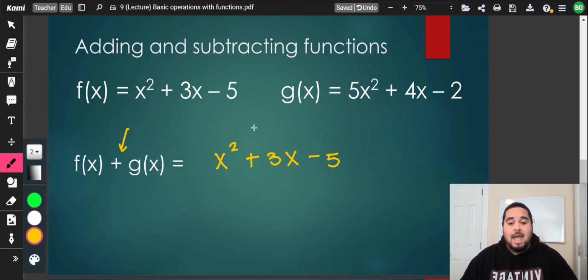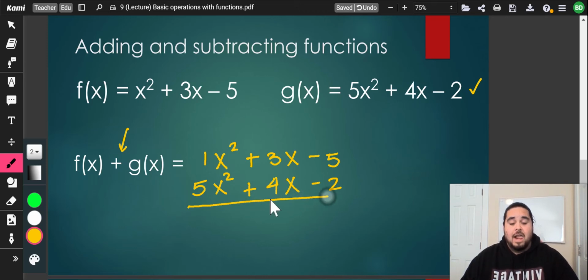And then it says to add g of x. So I don't have to change anything here. I'm just going to write down the function as it is. So I line things up. 5x squared plus 4x and then minus 2. Okay. Now, one thing you can do on the top, you'll see it says x squared. There's no number in front, so you could put a 1 there just so you don't forget. And now we're just going to add down combining like terms.